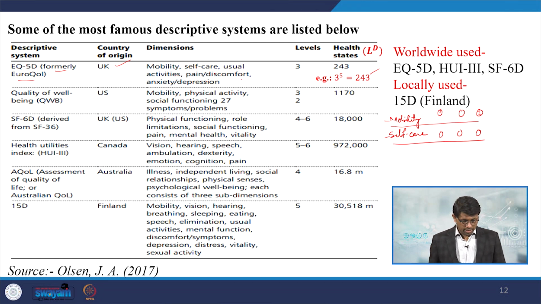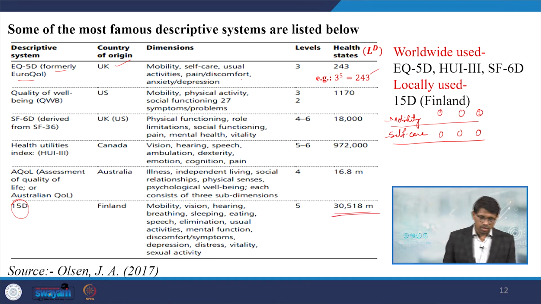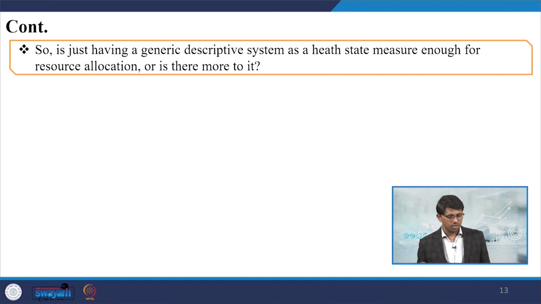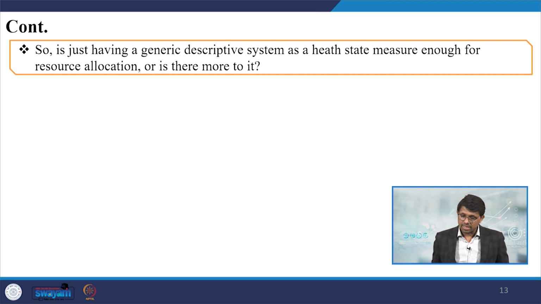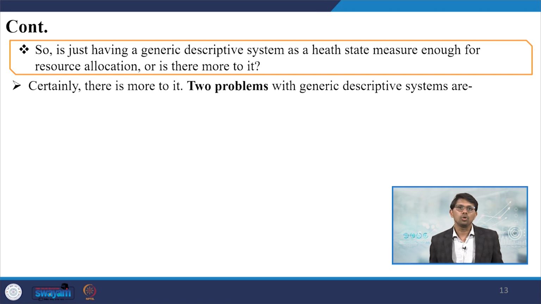Similarly, in the 15 dimension case of Finland, it will of course be 5 to the power 15. So, 5 to the power 15 is expected to be a very large number. Other famous descriptive systems are mentioned, one from Canada, another from Australia, etc. We have explained all these things here. So, is just having a generic descriptive system as a health state measure enough for resource allocation, or is there more to it? Certainly, there is more to it.